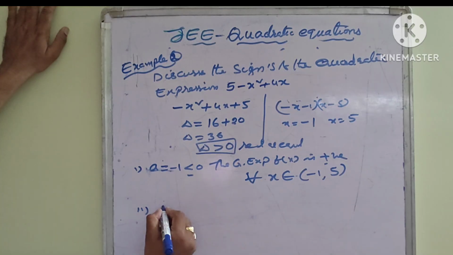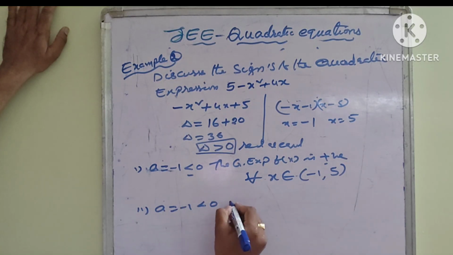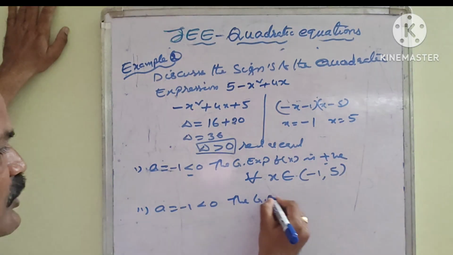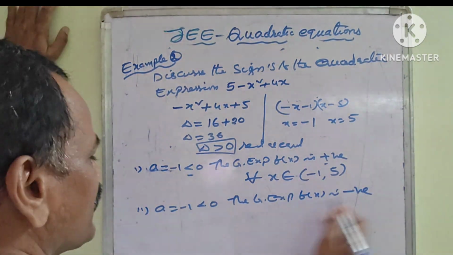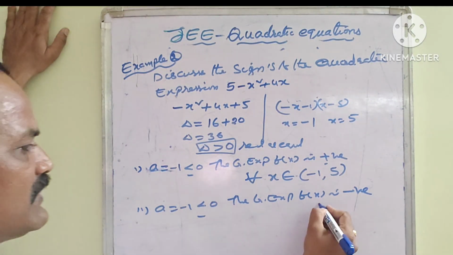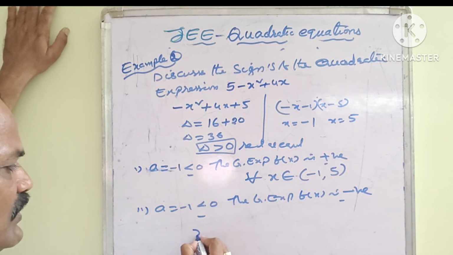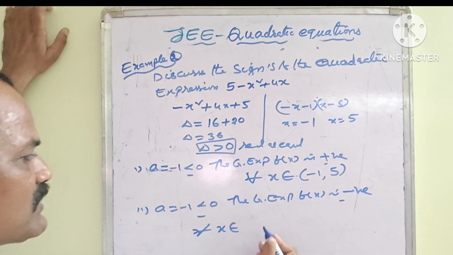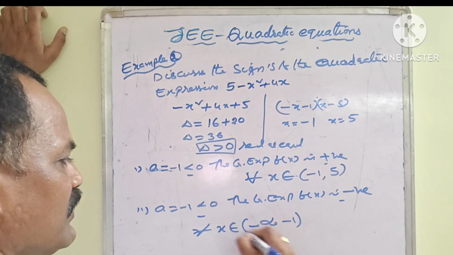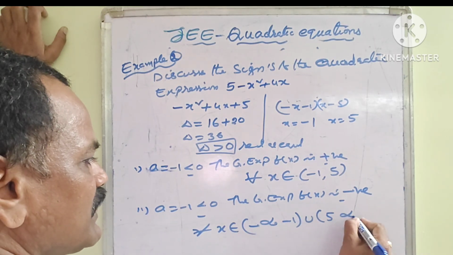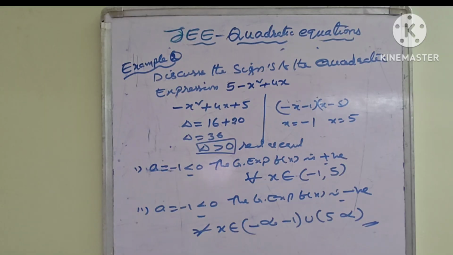Now second one: a is equal to minus 1, less than 0, and the given expression f of x is negative. Now here this is minus, this is minus, minus into minus is plus, so for all x belongs to minus infinity to minus 1 union 5 to infinity. This is the solution.